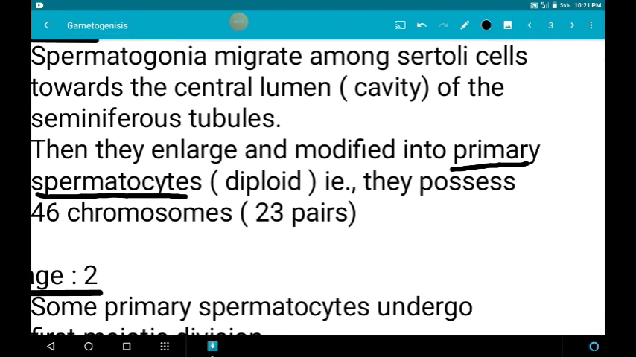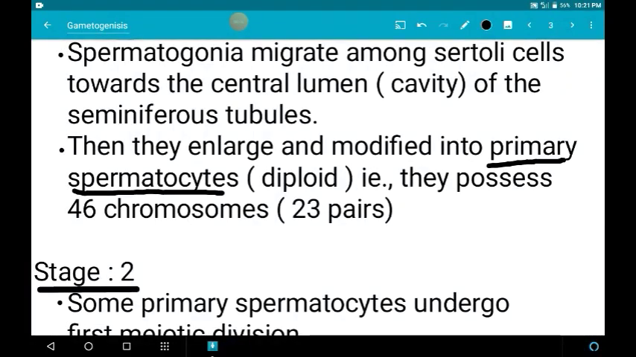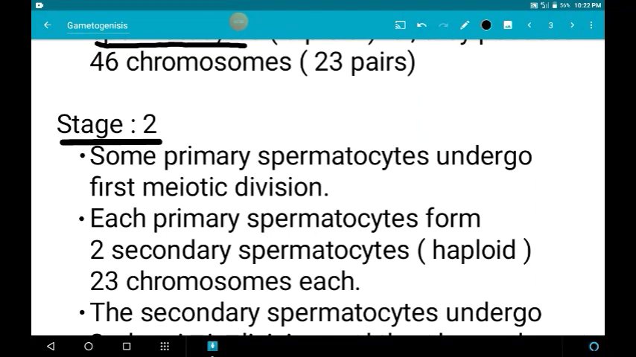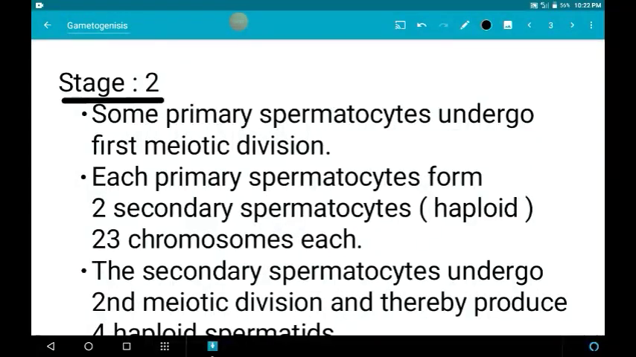This primary spermatocyte is diploid in nature, that means it possesses 46 chromosomes, that is 23 pairs of chromosomes. Then the primary spermatocyte enters stage 2. At stage 2, some of the primary spermatocytes undergo the first meiotic division. The primary spermatocytes are diploid, but here they undergo the first meiotic division.